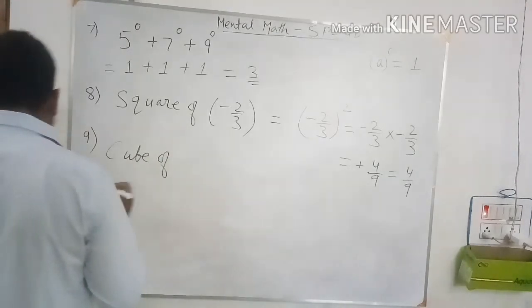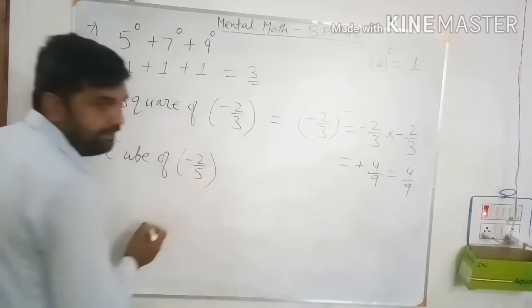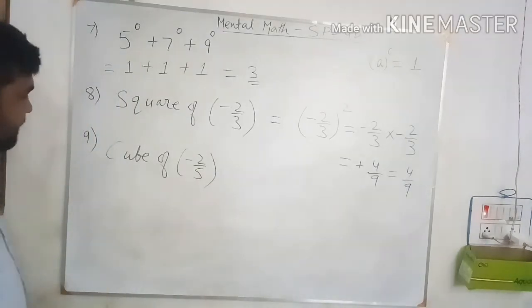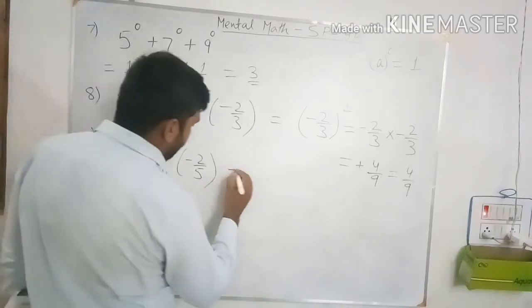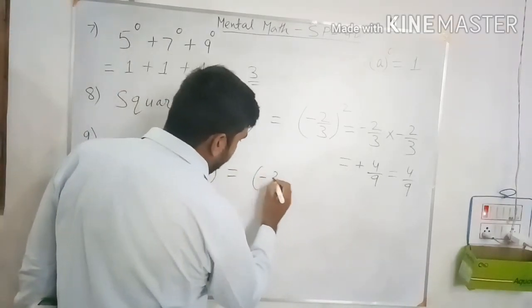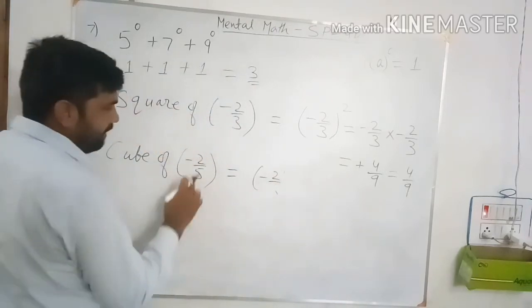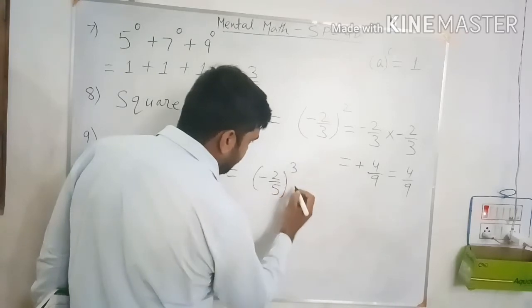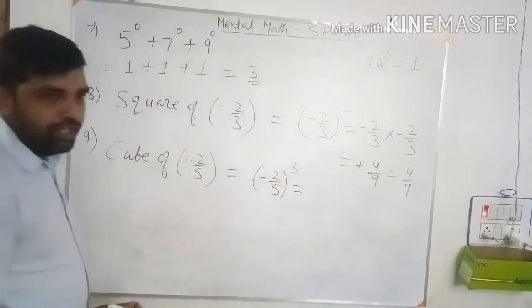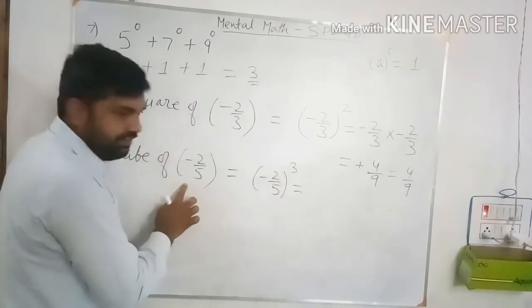Cube of minus 2 by 5. Cube means having power 3. If any exponent has power 3, it is called cube. So cube of minus 2 by 5 means raise power 3 over the base minus 2 by 5. This power 3 is called cube.